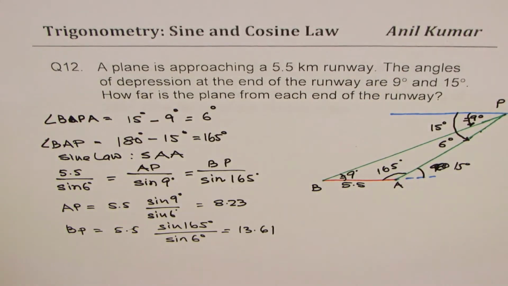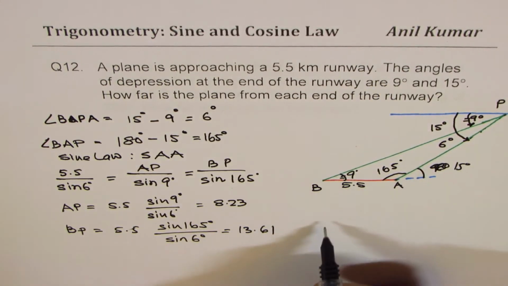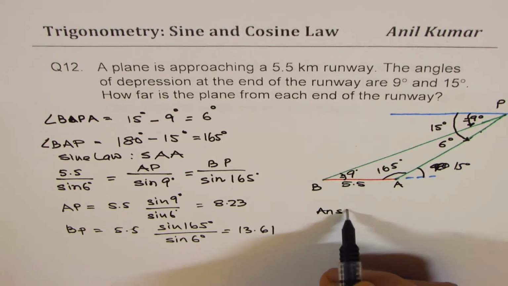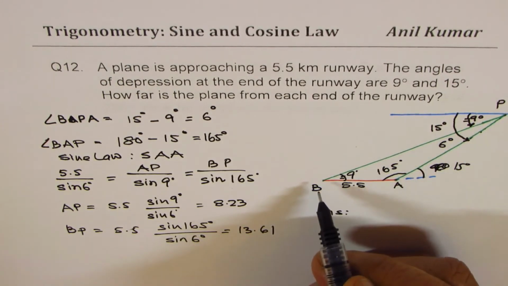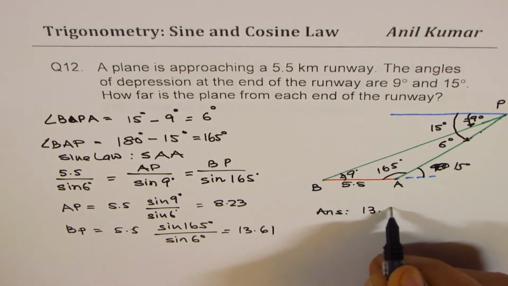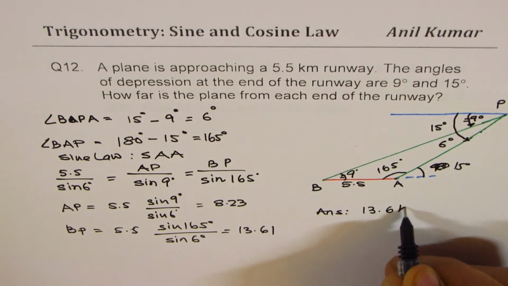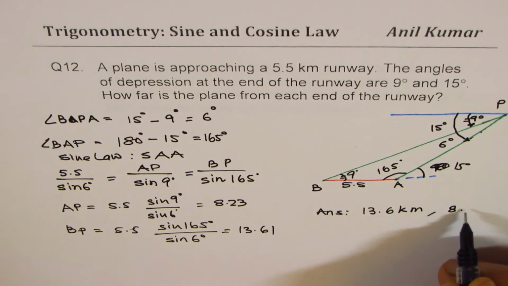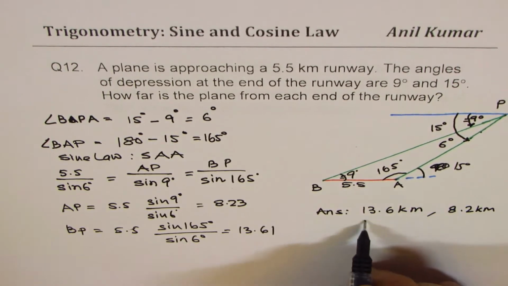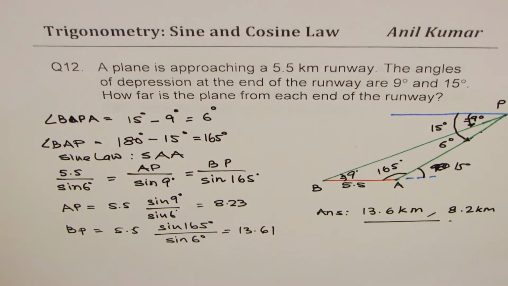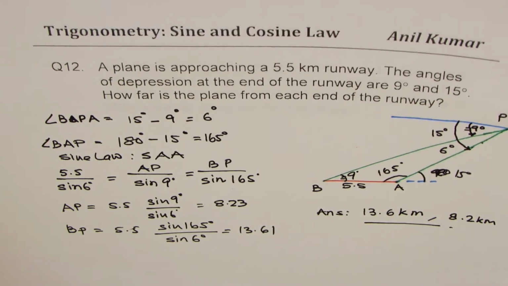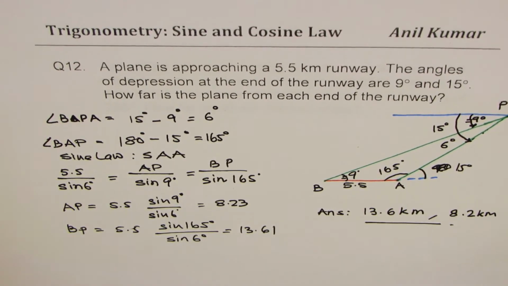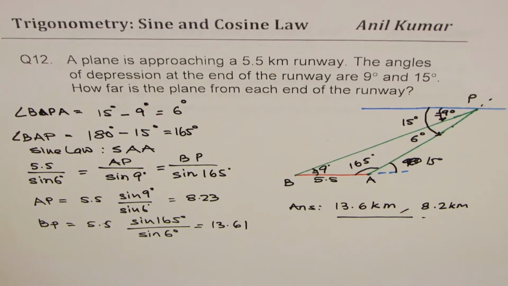Kilometers, right? So we get our answer: from the farther side it is 13.6 kilometers, rounded, and from the nearer side it is 8.2 kilometers. So that is how we can answer. I hope the steps are absolutely clear. It's a very good example based on the sine law.